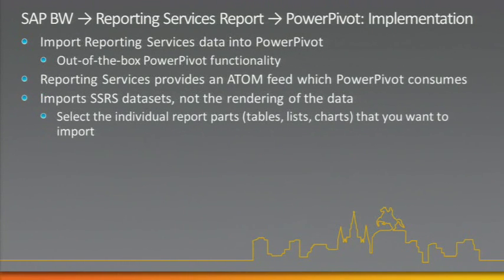In terms of the implementation, once it's in reporting services, getting it from reporting services into Power Pivot is just out-of-the-box functionality. It's a new feature in reporting services, and it's really slick. Reporting services creates an Atom feed, which Power Pivot consumes. What's very interesting to me about this is that the Atom feed is providing the data set, not the particular item that you see on the report. If there's a pie chart, you think, how do I import a pie chart into Power Pivot? Well, reporting services is actually providing the data that was used to create that pie chart.